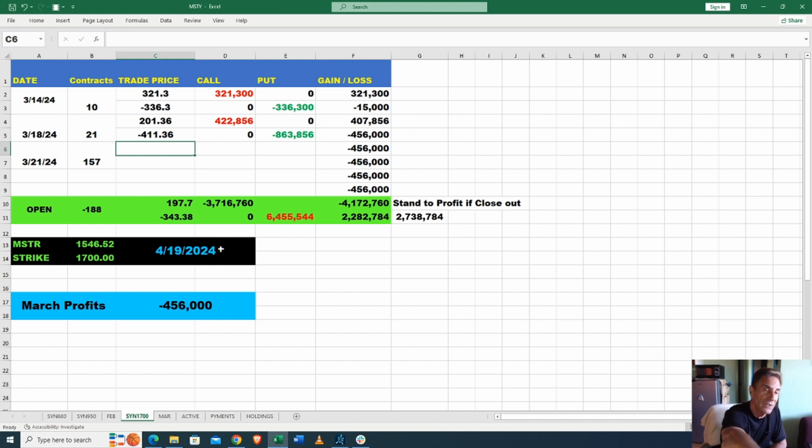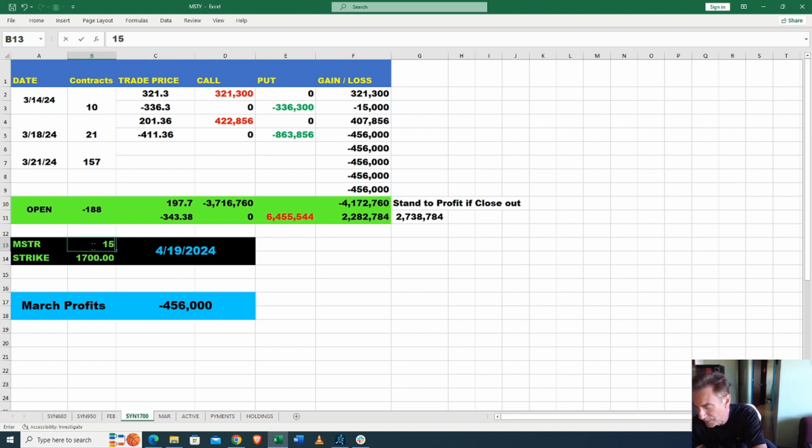So I didn't fill in what they sold these for, but I'm sure they would have done them right at the same time. They would have rolled out of the 950s. But I did update the closing prices for the 1700s out on April 19th. So we stand to profit if we close these out. But remember, we're below 1700 right now. We're actually trading at 1599.